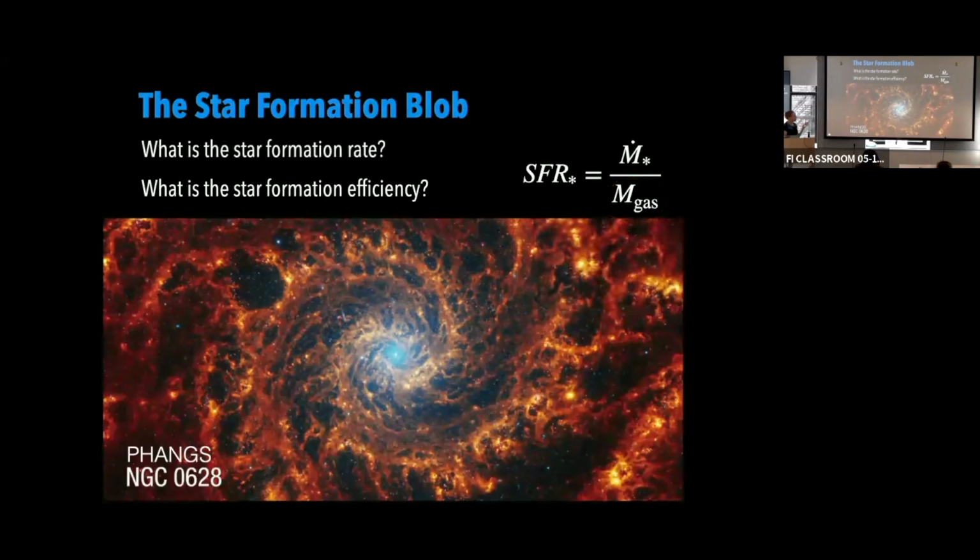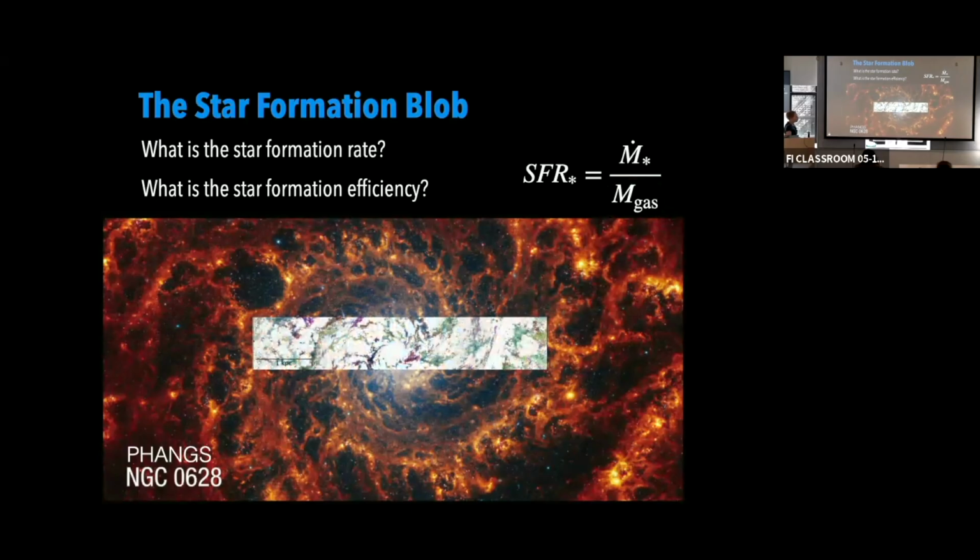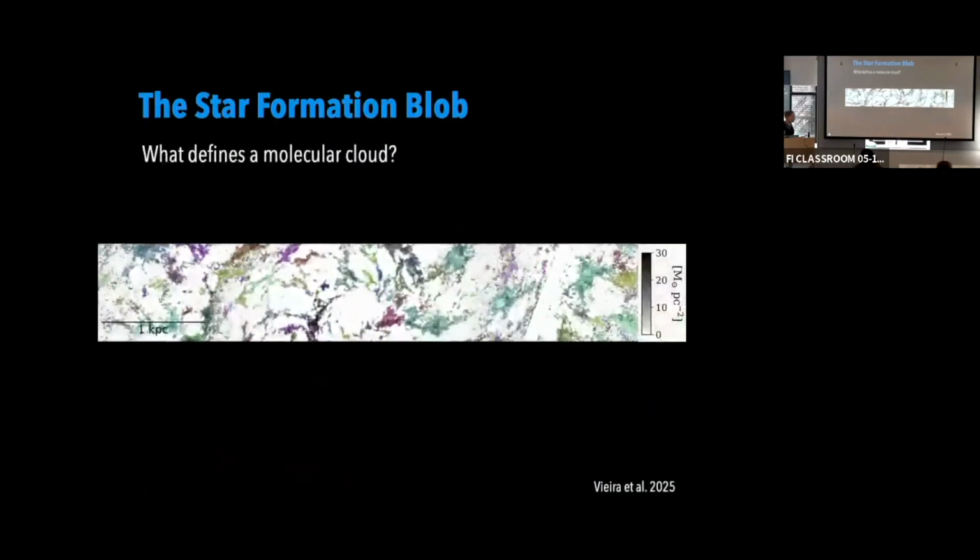So there's been a variety of different techniques that have been developed. In this particular beautiful FANGS image, a group went in and applied dendrograms, which I'll talk more about, to identify all these clouds, which can go in the denominator. So this problem of these very simple questions, star formation rate and efficiency, becomes what defines a molecular cloud? So this is essentially a clustering problem.